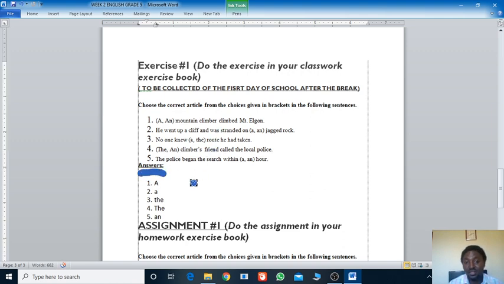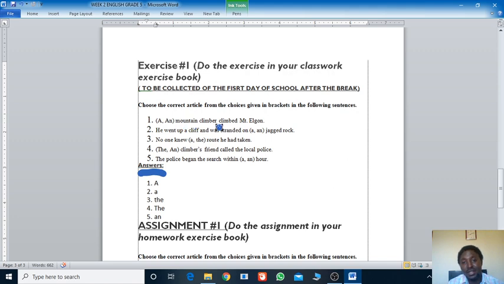Before you check the answers, make sure that you attempt and write this work in your book neatly, as it is done in class, the date, and all the rules that we have, the instructions that you should do when you're writing notes. So the titles must be well underlined with the ruler, and you write the date just as we do in class. So you're supposed to choose the correct article from the choices given in brackets in the following sentences.